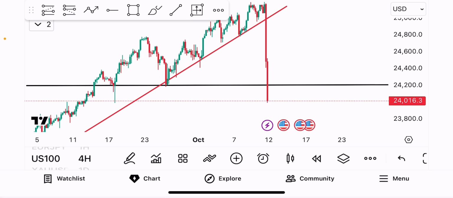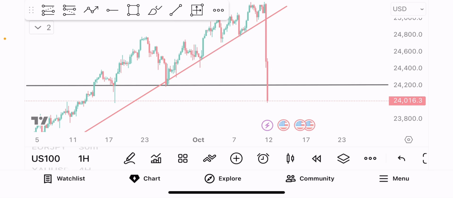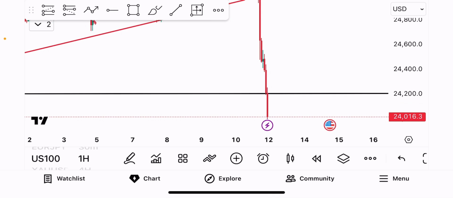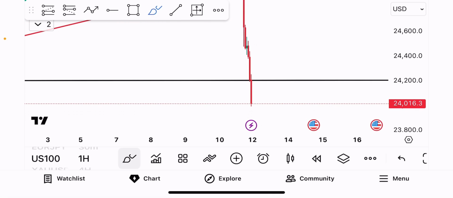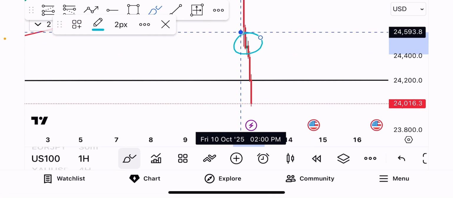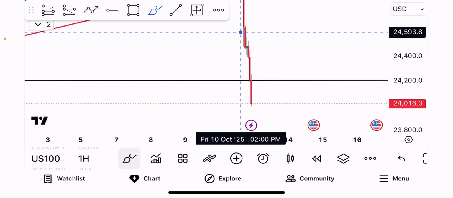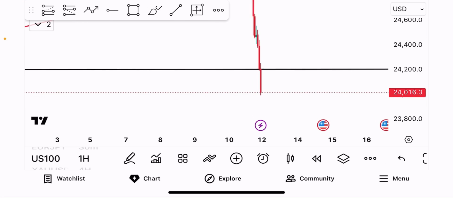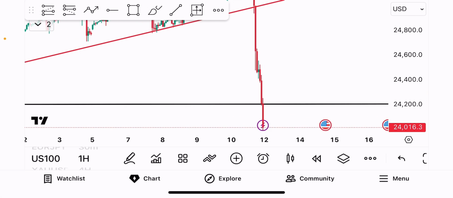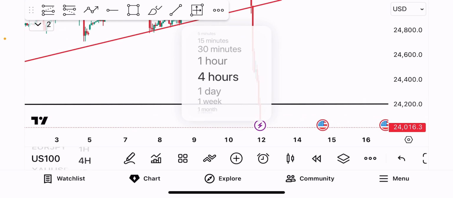US100. So we will make our entry from the 1 hour time frame, where we can see that price consolidated for about 2 hours here and dropped further. So we are going to look for a sell opportunity this coming trading week.